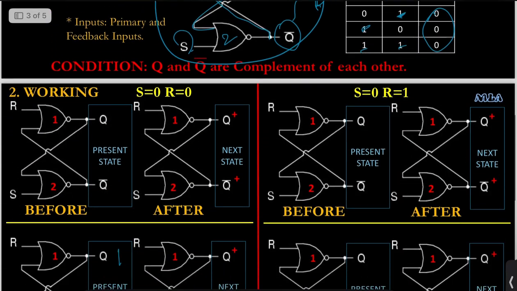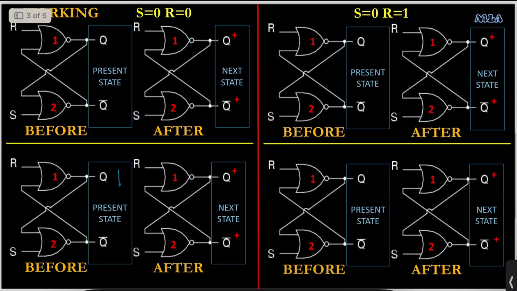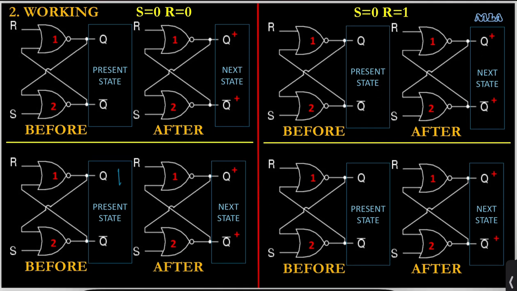Now let's move on to the working. The working we are going to discuss in 4 parts, and these 4 parts correspond to the 4 binary combinations of the variables S and R, which are the binary variables driving the two NOR gates used to construct an SR latch. Every part we are going to discuss under 2 segments. These segments correspond to Q being 0 and Q being 1.